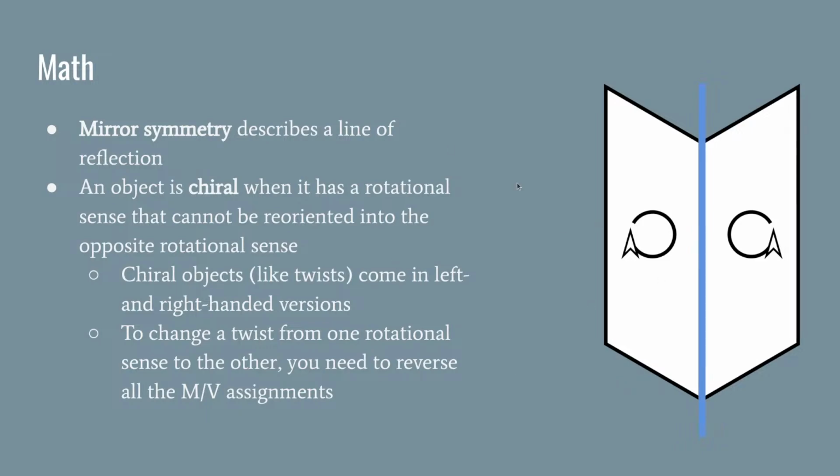And then mirror symmetry describes the line of reflection, where there's the same thing on opposite sides.